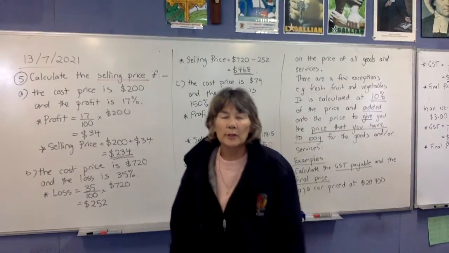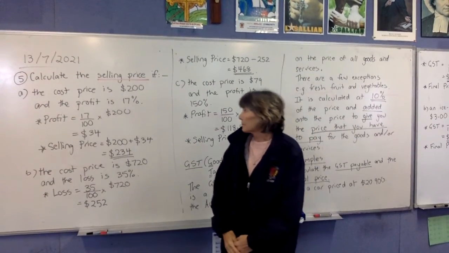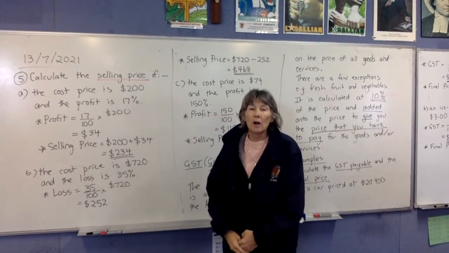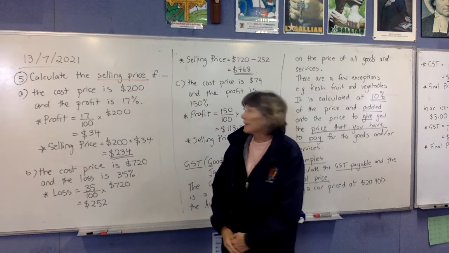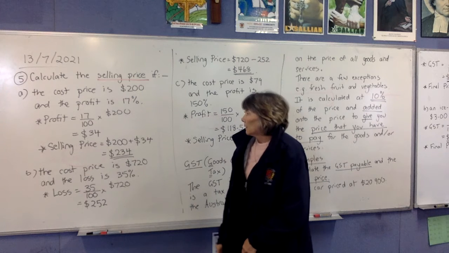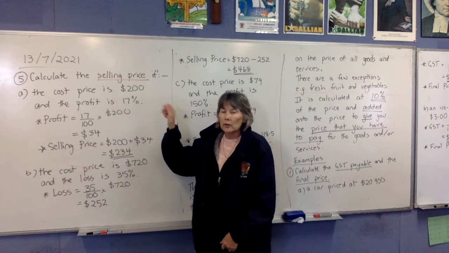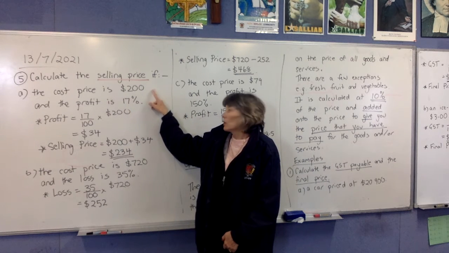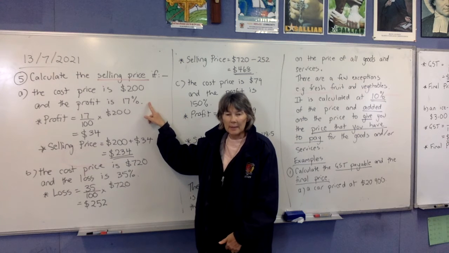Okay boys, so we're on to the third video for today's lesson. So looking at example 5, we're going to calculate the selling price. Make sure you underline that in red. This is what they've given you. The cost price is $200 and the profit is 17%.